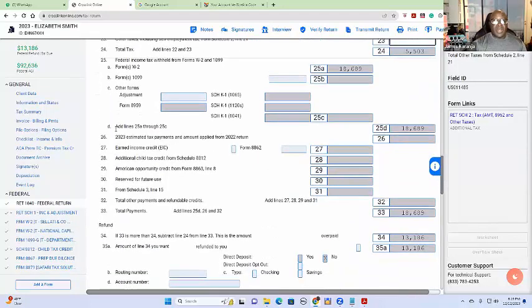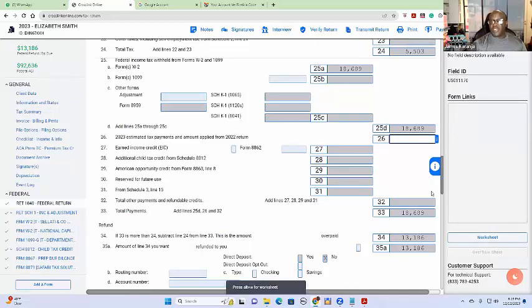Okay, so how much did they pay in estimated taxes? If they paid some money in estimated taxes, it would be added here. It would be added to the 18, so it would be more. Do they have earned income credit? Why don't they have earned income credit? And they have 2 kids.